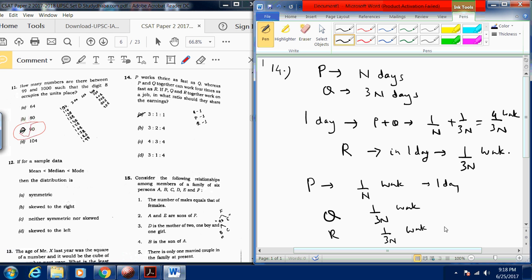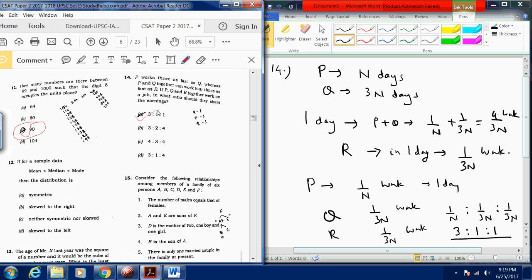So depending upon the work done, they will get their earnings. So the ratio of the earnings will be simply 1 by n is to 1 by 3n is to 1 by 3n. Just multiply by 3n throughout, you get 3 to 1 to 1. That will be the answer. So this is my answer.